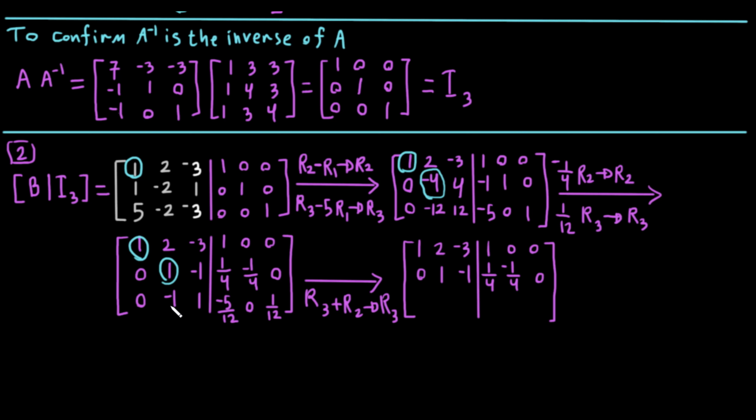So here 0 plus 0 is 0, because we are at the third row, adding the second row in row 3. Negative 1 plus 1 is 0. 1 plus negative 1 is 0. Now here we don't need to compute these things, but I will compute them. Negative 5 over 12 plus 1 over 4. Let's write it here.